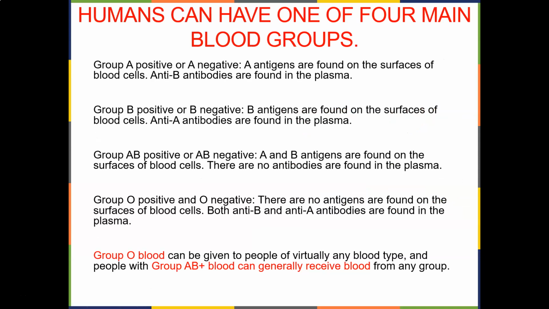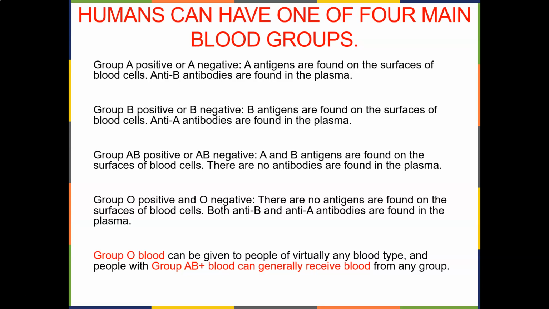If we look at group A, positive or negative, A antigens are found on the surfaces of their blood cells, and they have anti-B antibodies. That means a person with A blood could not get blood from somebody that has type B blood, because group A has the antibodies for B. Now group B, positive or negative, has B antigens on the surfaces, and anti-A antibodies are found in the plasma. Therefore, B could not get blood from anyone that's A.